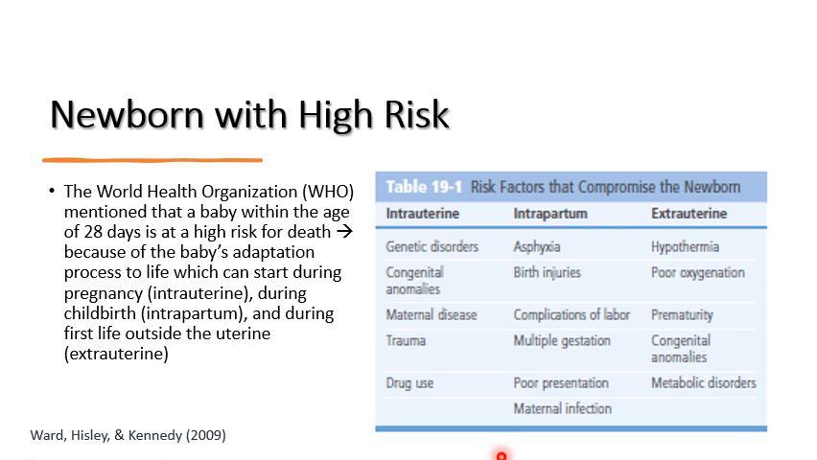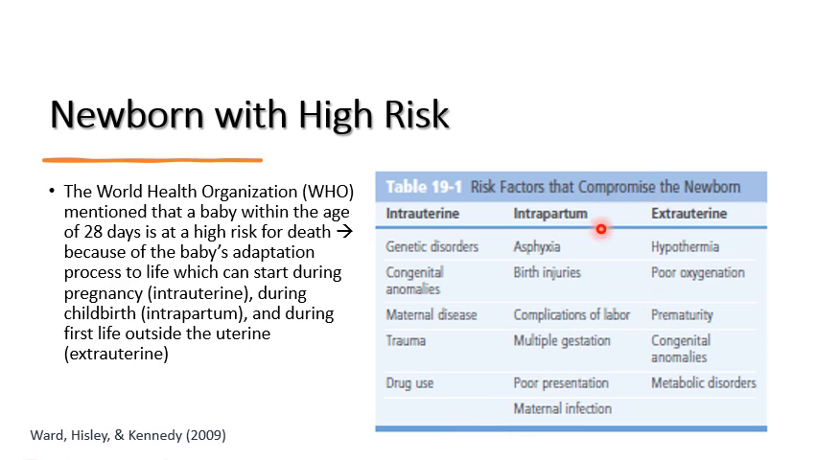And there are a few risk factors that can compromise the newborn. The first one, when it happens intrauterine, is genetic disorder, congenital abnormalities, maternal diseases, trauma, and drug use. So if the mother has a trauma or a maternal disease such as hypertension or diabetes, it will also contribute to the baby, so the baby will have a high risk when it is being born.